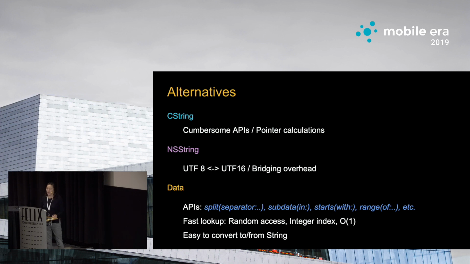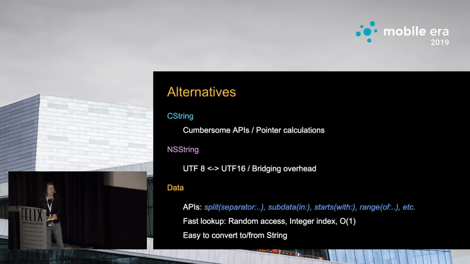So then we looked at other ways to optimize. We looked at C-string, but the APIs were cumbersome and involved calculating pointers by hand, which could get tricky. And we looked at NSString. The lookup is fast, but involved conversions between UTF-16 and UTF-8, and also Objective-C bridging overhead.